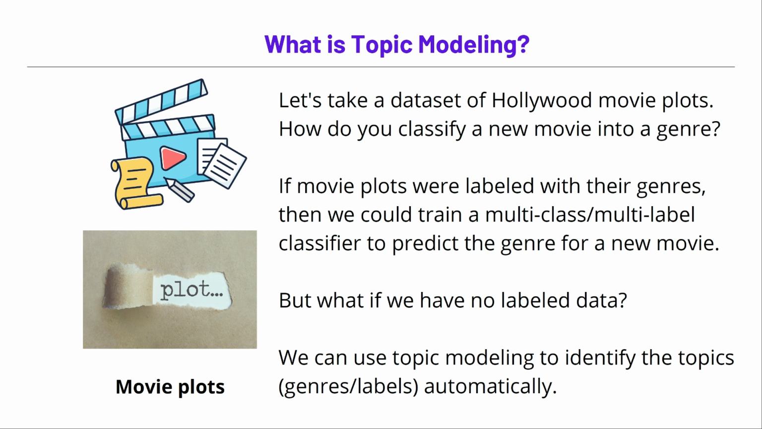In a supervised setting, you already have labeled data, which is every movie and its corresponding genre, and you train a model, and any new movie plot you run through the trained model to identify the genre automatically. But in an unsupervised setting where you don't have labeled data, that's where topic modeling comes into play, and we can identify the topics or themes automatically.